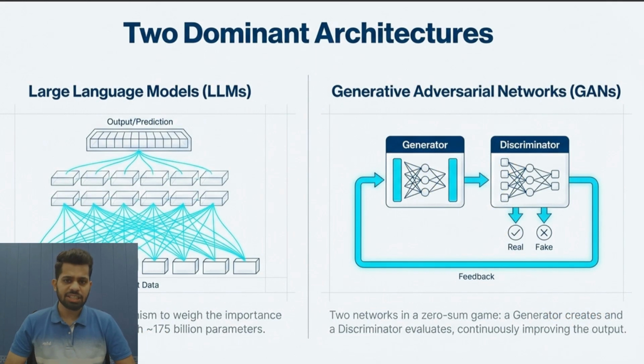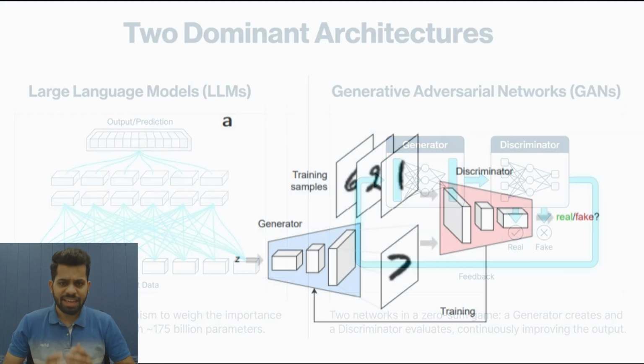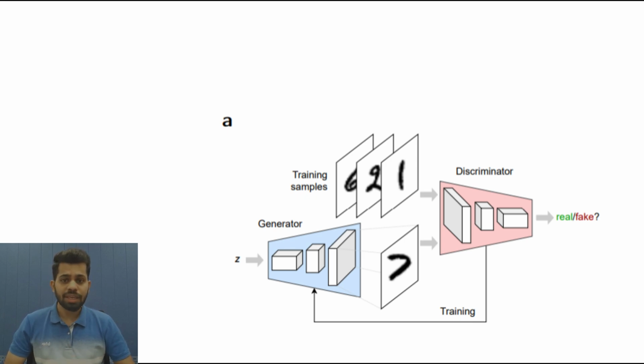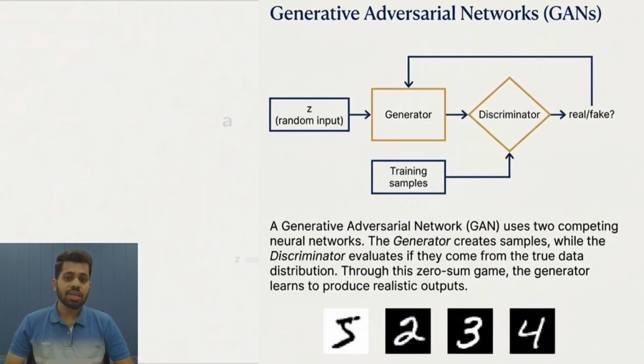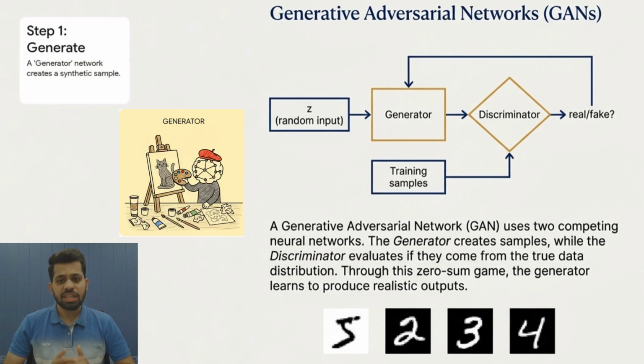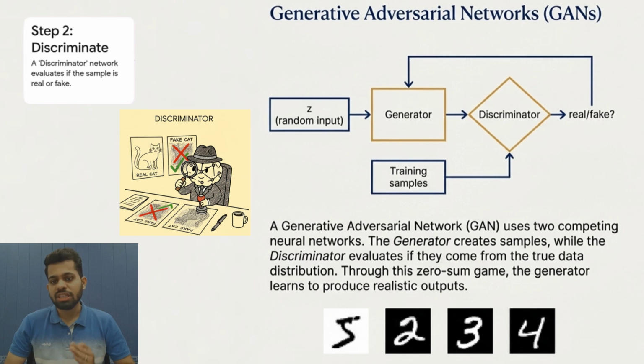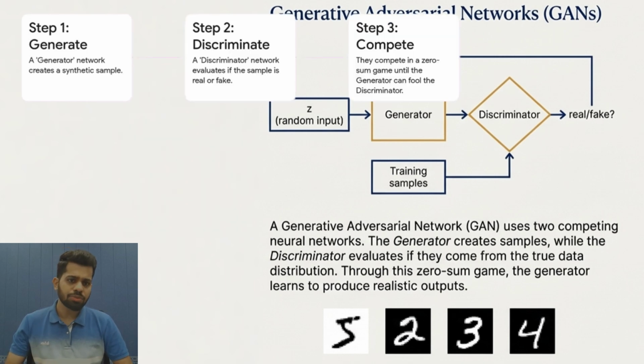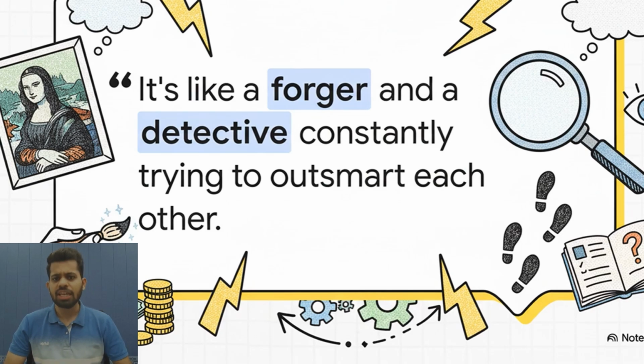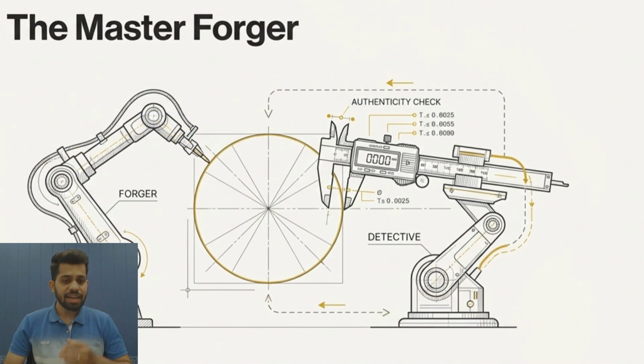The second critical architecture is the generative adversarial network, or GAN, that is based on discriminative modeling. A GAN involves two neural networks competing in what's basically a zero-sum game. You've got the generator, let's call it G, which creates candidate samples. Then you have the discriminator, that's D, which evaluates how likely those samples came from the desired true data distribution. These adversarial objectives help the generator learn to map random input to a data distribution of interest. It's like a forger and a detective constantly trying to outsmart each other. And in this process, the forger gets better and better.